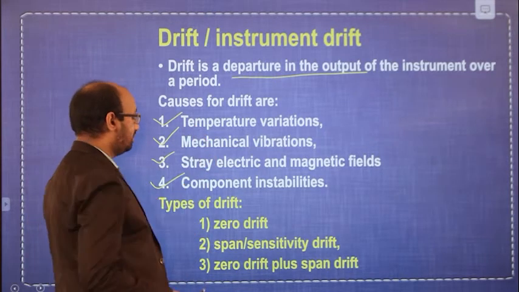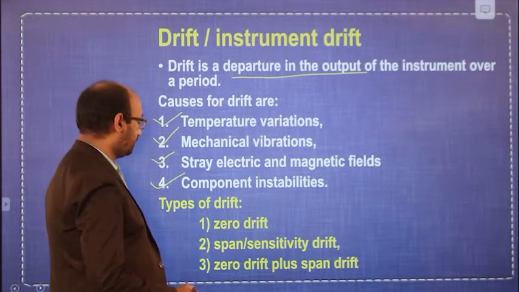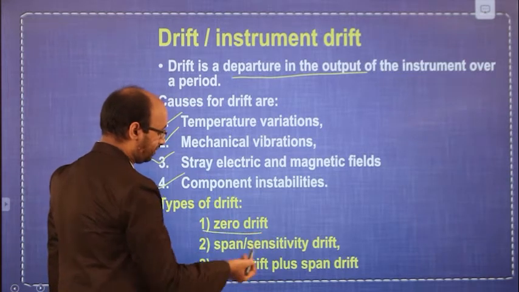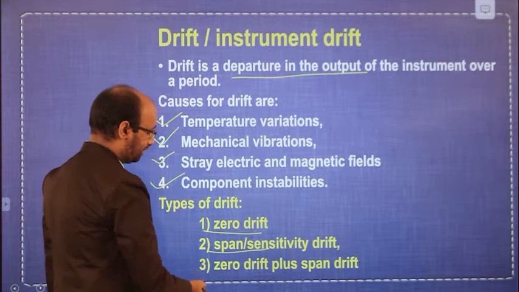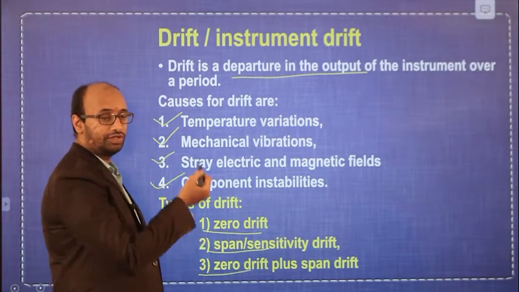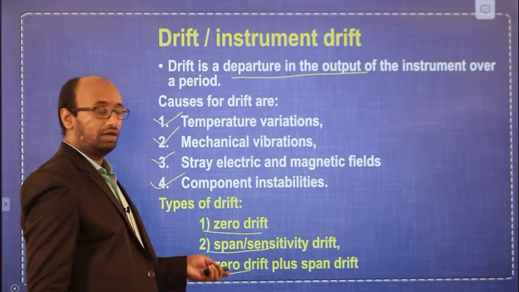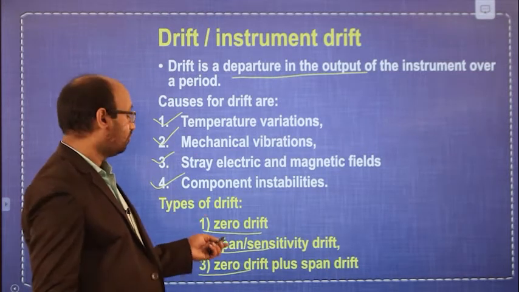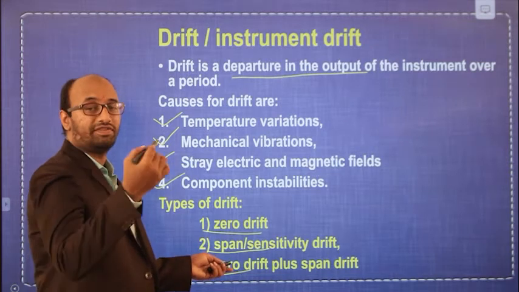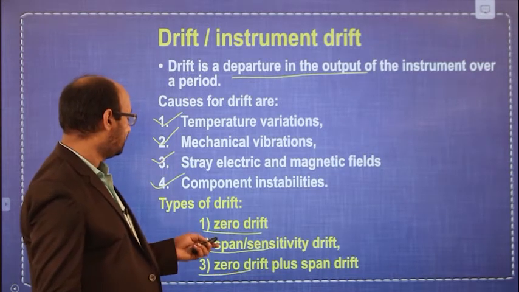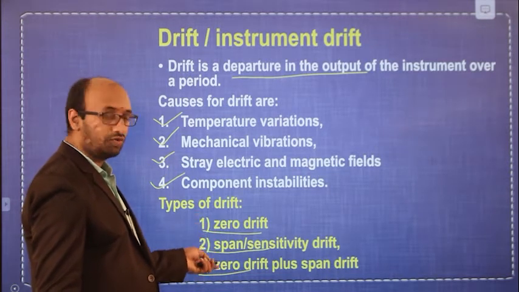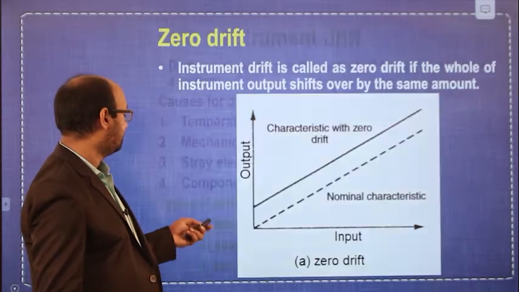And this drift is classified into three. The first one is zero drift, the second one is span drift, and the third is the combination of the two. Let us see what zero drift is and how it affects the measurement, what span drift is and how it affects the measurement, and the combination of the two. Let us look into the details of these three.